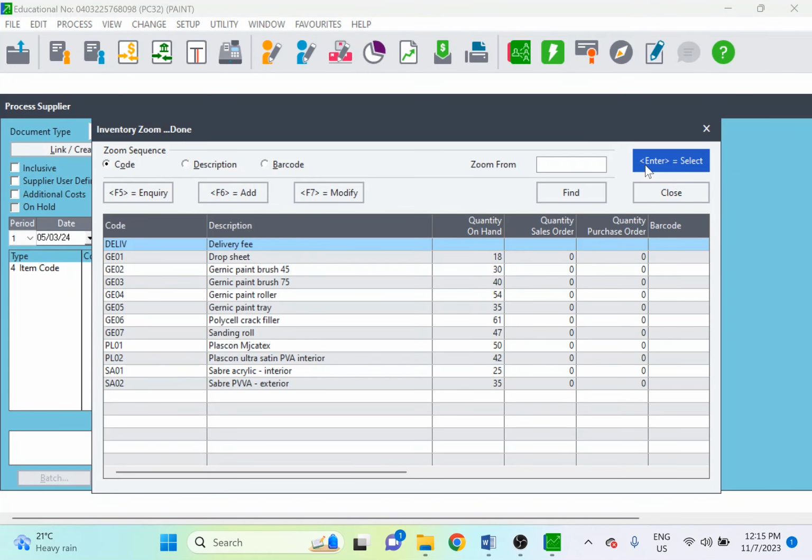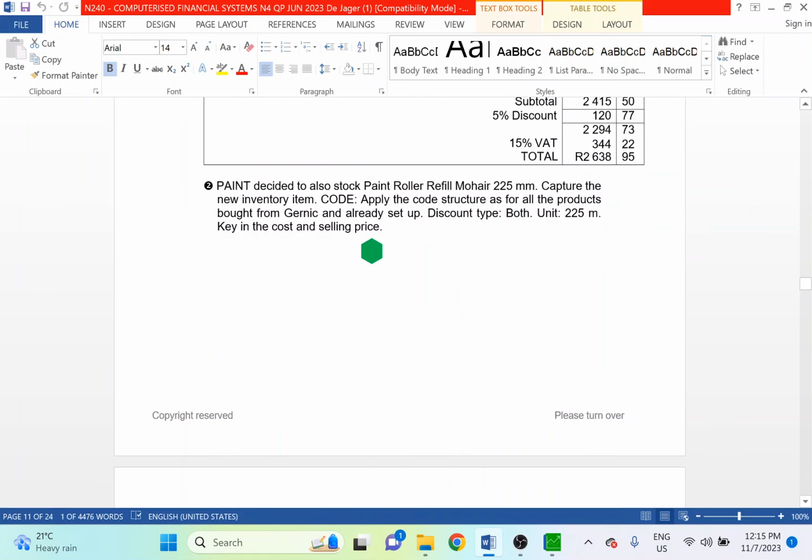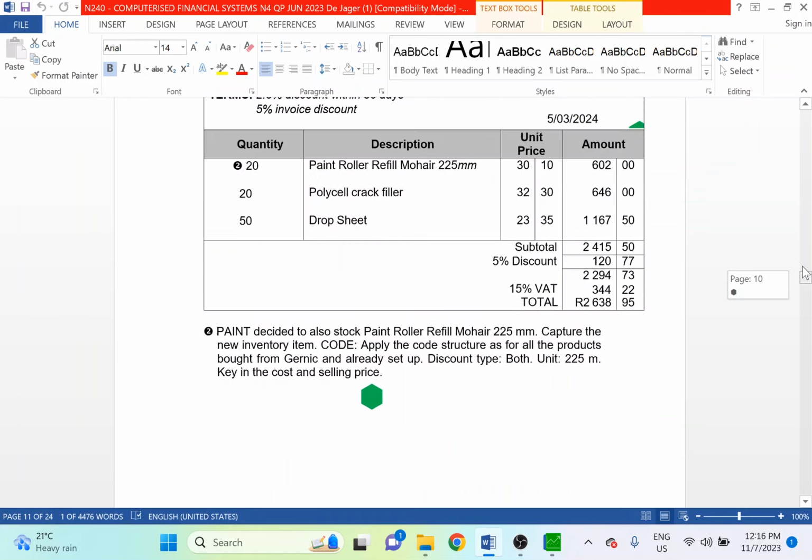Now, first stock purchased, we have 20 paint roller refills. Now we have note 2. We need to check what is it for. Note 2, paint decided to also stock paint roller refill mohair 225 mm. Capture the new inventory item, code, apply the code structure as for all the products bought from Genic and already set up. Discount type is both, the unit is 225M, key in the cost and selling price. Now you move back to your stock.